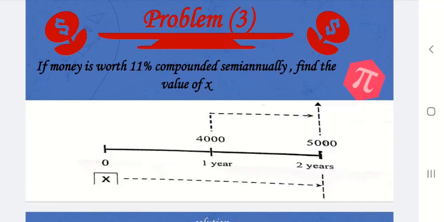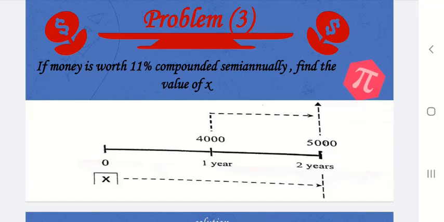So, the future value of $4,000 plus the future value of $5,000 equals the future value of X. The future value of $4,000 plus $5,000 equals the future value of X.